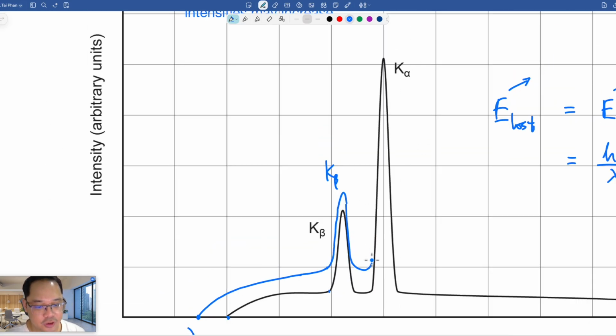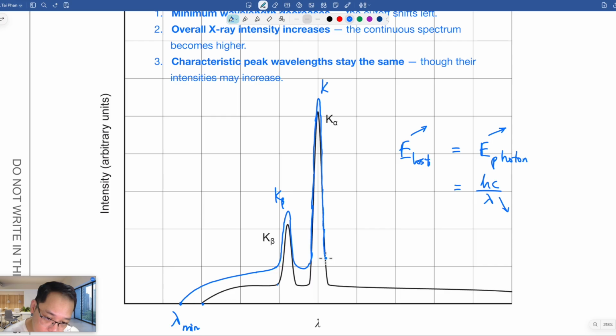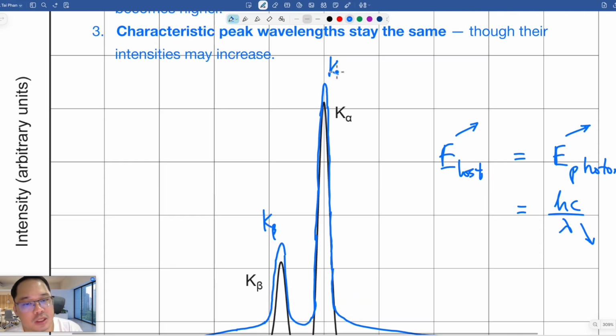characteristic K alpha. It goes up, and goes down. So you can see that I intentionally draw the new K alpha with the same width. It's not wider, I believe. And now the decrease of intensity there. So this is the new graph, and this is the new intensity of the K alpha.